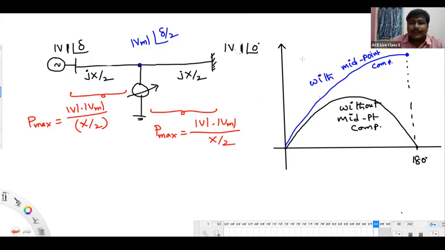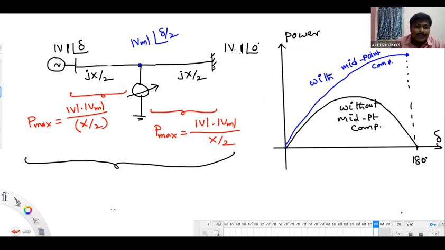What is the x-axis? Obviously it is angle, delta, and this is power. Tell me please, two parts of the network we have with respect to midpoint compensation. Left side, one P maximum. Right side, one P maximum. Which P maximum should we consider as the P max of the whole network?